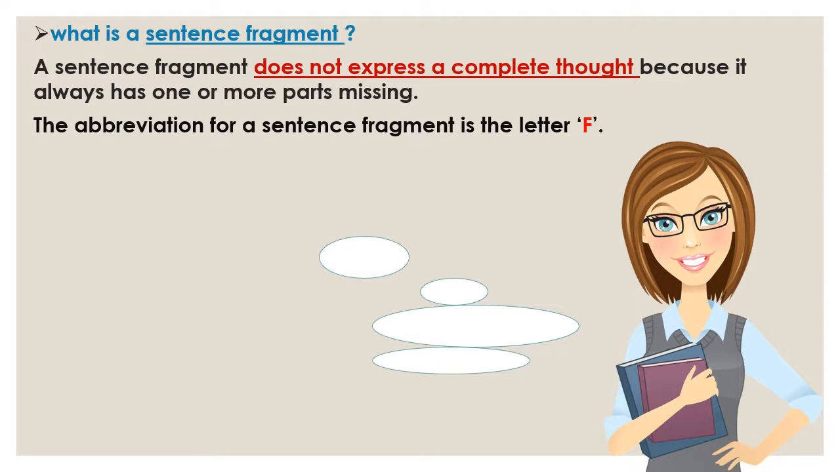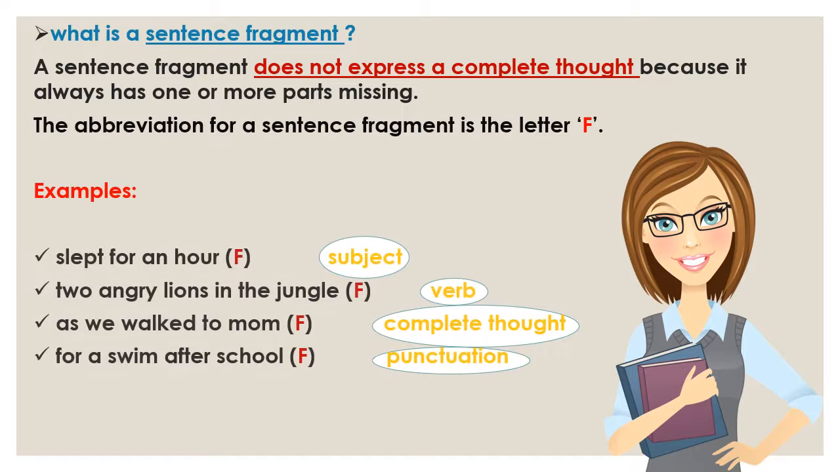Okay. Now, after we know it's not a complete thought or a complete sentence, what is the abbreviation for a fragment sentence? The abbreviation is the letter F, okay? Capital F. For a simple sentence, the abbreviation is capital S, but for a fragment sentence, the abbreviation is a capital F, okay? The letter F. So please, you have to differentiate between the two sentences and their abbreviations. Now, I'm going to give you examples.